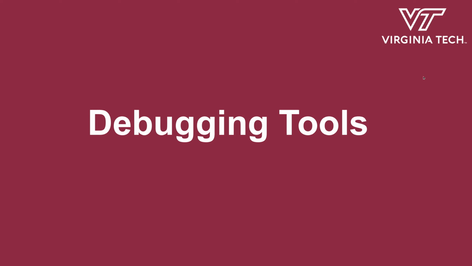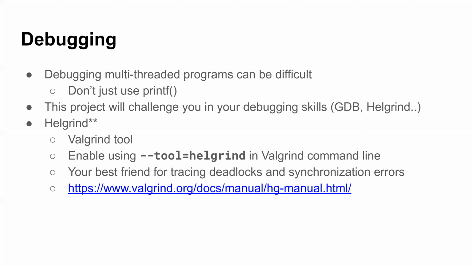Okay, if no one else has any questions, let's go into debugging tools. Debugging multi-threaded programs can be difficult. You shouldn't just use printf, for many reasons. One reason is your code is not going to be sequential. All the code is going to run at the same time with multiple threads. So if you run printf, you're not really going to know which thread is making that print statement. And again, the kernel or the process can schedule any thread that it wants to. So your printfs are all going to be whack and out of order.